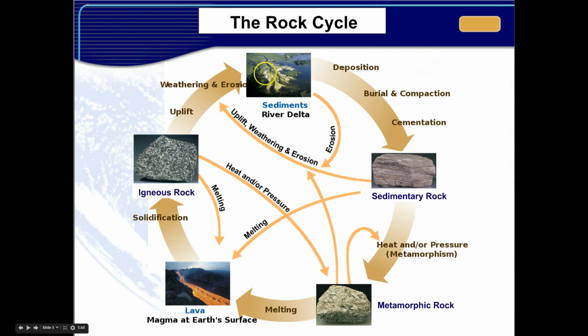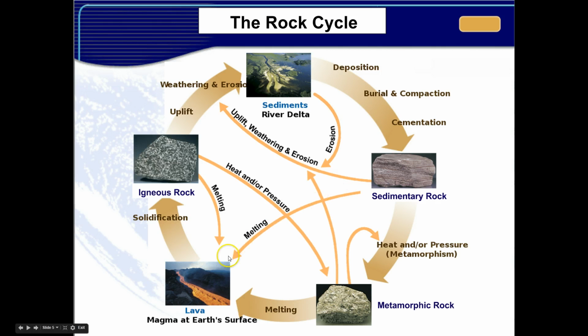So to form sediments, it must go through uplifting and weathering and erosion, and then to form sedimentary rock, it must go through deposition, burial, compaction, cementation. Now to form a metamorphic rock, it needs to go through heat and or pressure. This is called metamorphism. Now metamorphic rock can then go through melting to form lava.